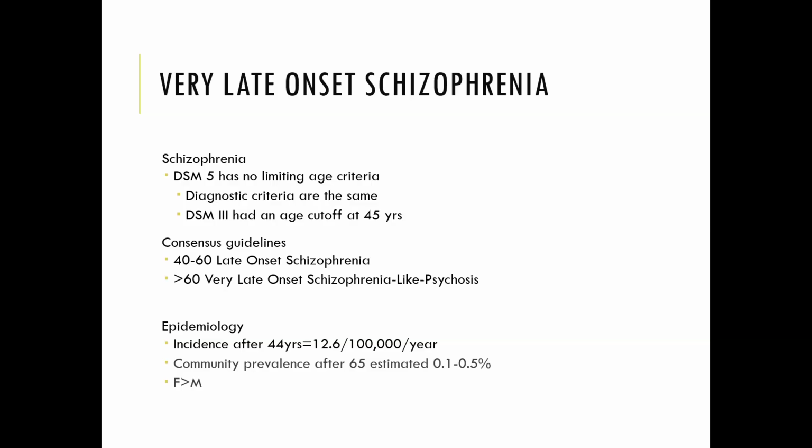DSM-III did have an age cutoff. But consensus guidelines were created that delineate these different times and develop these different labels for the presentations, in hopes of further study and understanding these illnesses better. It's not that common if you look at community prevalence after 65. Before 65 it might be higher, but it's 0.1 to 0.5%.